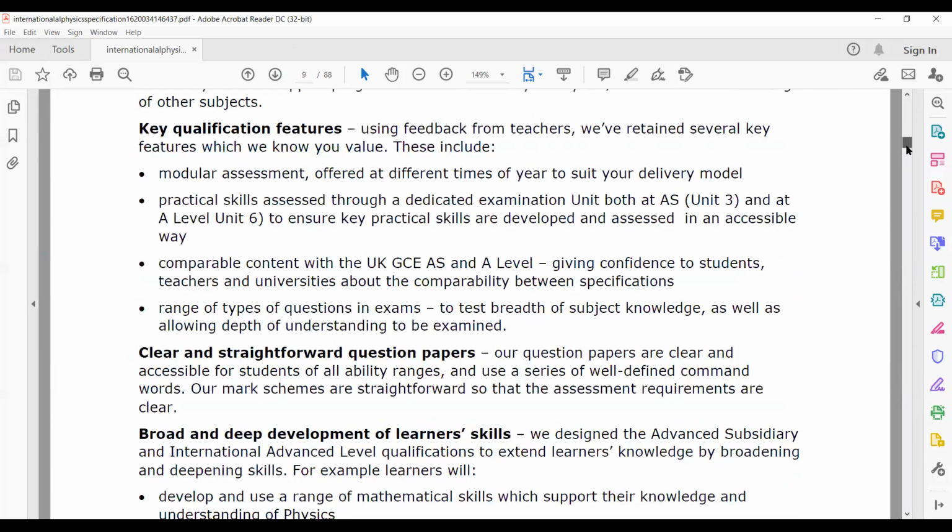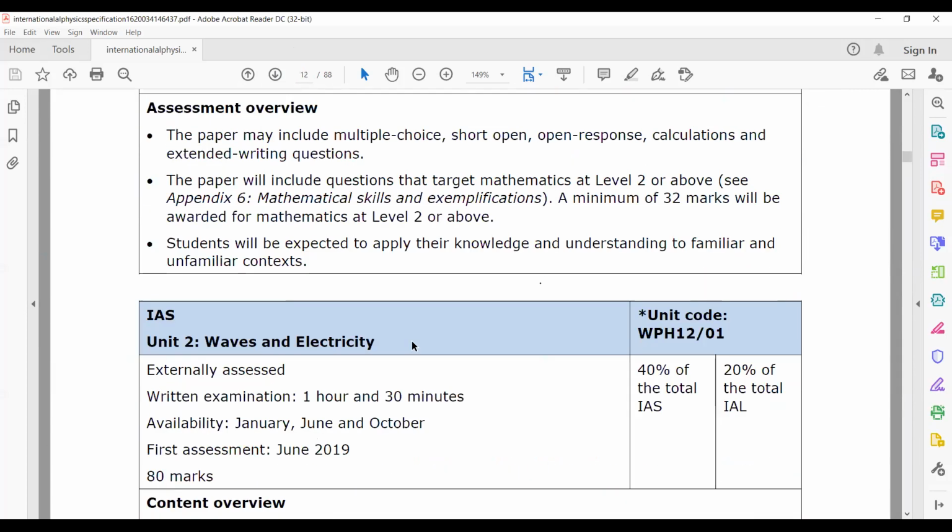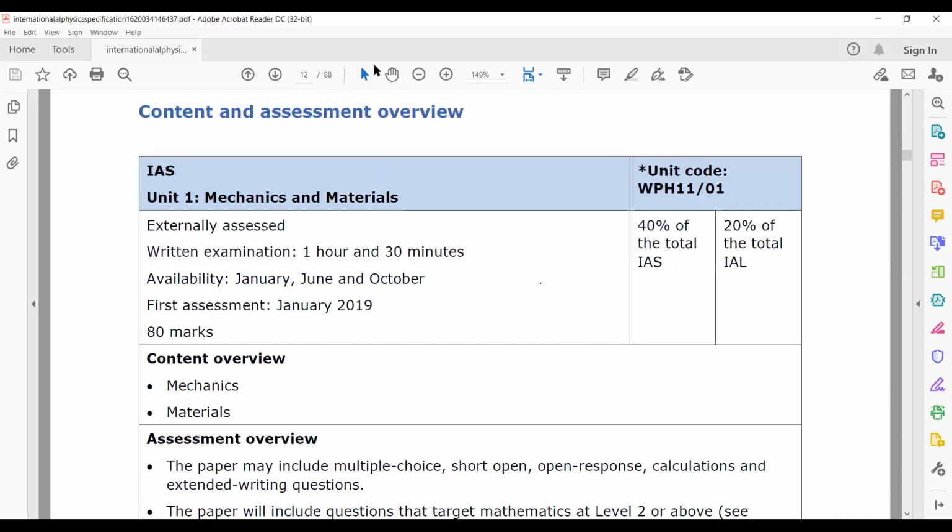Unit 1 is about mechanics and materials. The unit code for this one is WPH11/01, and the subject code is XPH11 for AS. The duration for this exam is 1 hour and 30 minutes, and you can appear in January, June, or October sessions. The first assessment was conducted in January 2019.